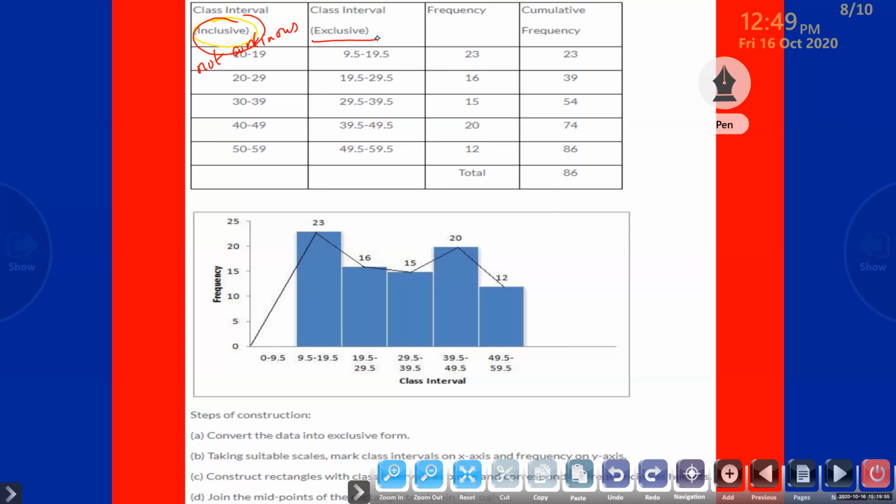And what is the word given here? Exclusive. Okay, children. So inclusive and exclusive you understood? Yes, ma'am. So inclusive is 10 to 19 and the class interval again is given exclusive. Okay. And children, don't write this. This one you no need of writing.